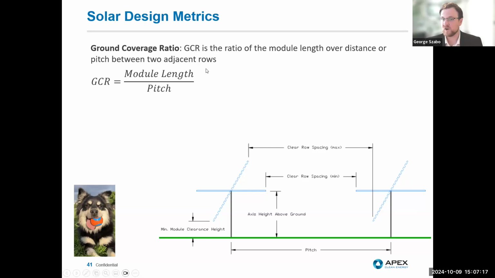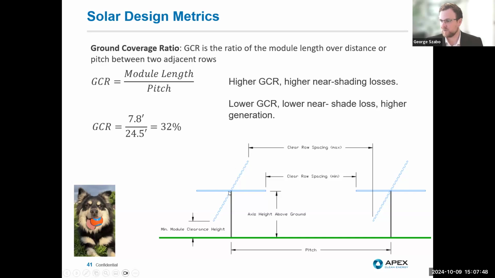Ground coverage ratio. This is an important metric to understand the spatial relationship on a solar farm. GCR is the ratio of the module length over the distance, or pitch, between two adjacent rows. The majority of the time we work with single axis trackers oriented in the north-south direction, but this applies to anything really. It can be fixed tilt as well.